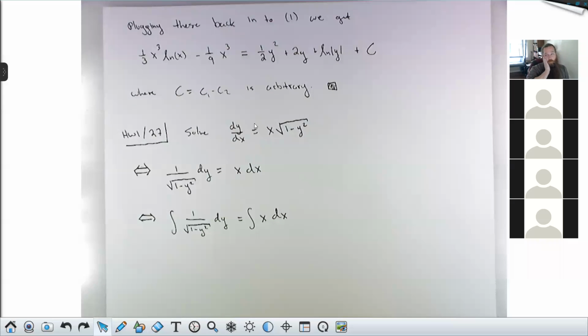And this is a case where both integrals are like one-step integrals. I said we might need trig sub here, but we don't. What's the integral on the left-hand side? Inverse sine. Very good. This is the inverse sine of y.